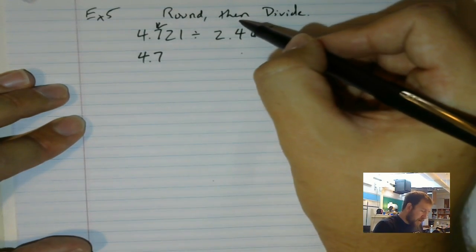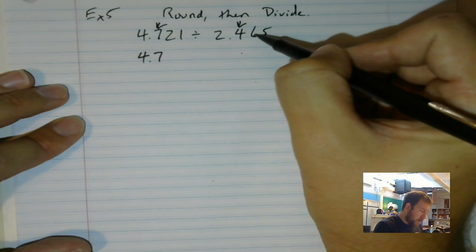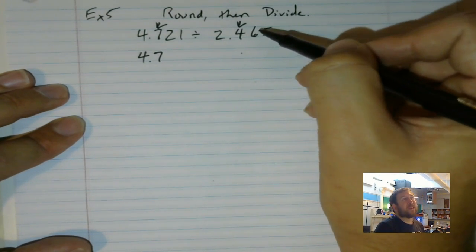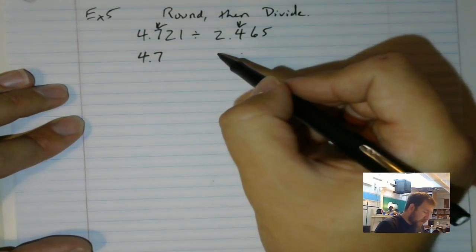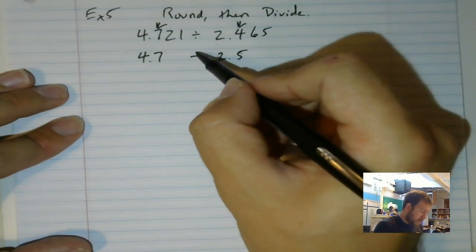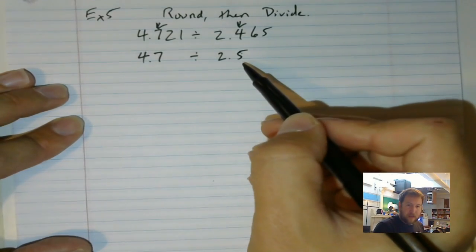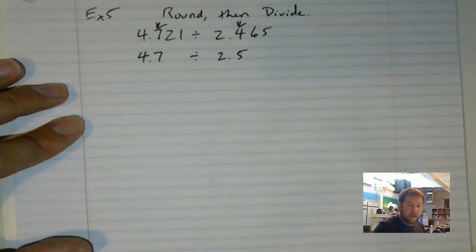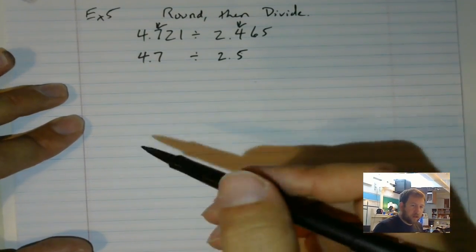I'm going to look at my tenth again. Right here, it's a 4. I'm going to look to the right. It's a 6. Oh, if it's a 6, that means I have to go up. So that gives me a 2.5. So I have 4.7 divided by 2.5. Nice. Okay, let's take a look.